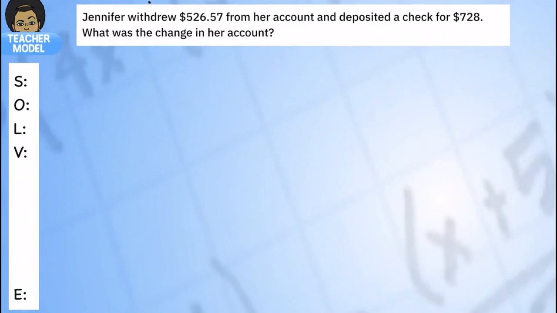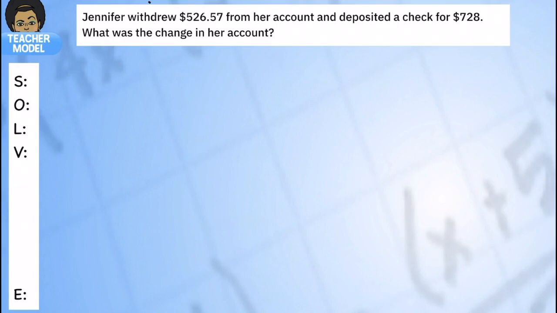Let's jump right in and stay tuned. There's going to be a little new strategy I'm going to show you on the side for subtracting. So jumping right in, we're going to have SOLVE here on the side to help us with our writing. I'm going to try writing as small as I possibly can as I'm reading the problem.